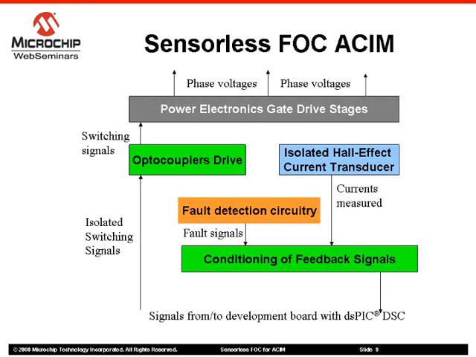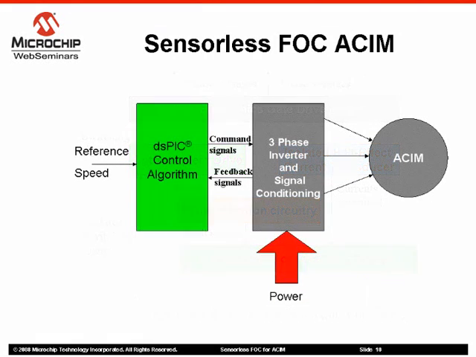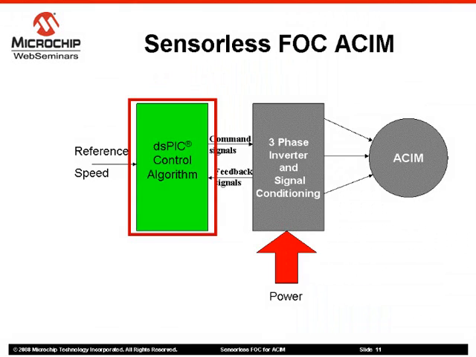The third block has a set of current sensors that provide the motor phase currents to the DSP. The fourth block has a fault detection circuit to disable all power outputs when an overvoltage or overcurrent is detected. And the fifth block has all the conditioning circuitry for the feedback and fault signals. We will now describe the sensorless field-oriented control algorithm.